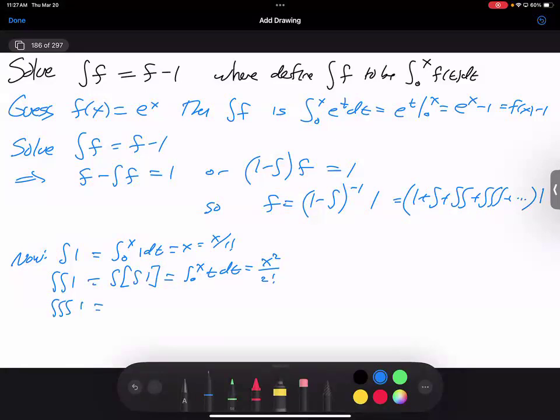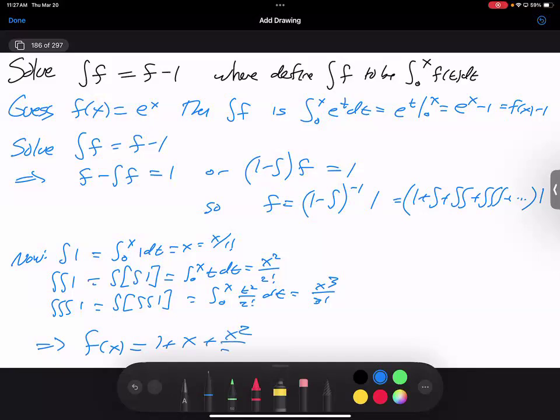The integral of the integral of 1 is the integral from 0 to x of t squared over 2 factorial dt, which becomes x cubed over 3 factorial. Therefore, f of x is 1 plus x squared over 2 factorial plus x cubed over 3 factorial plus dot dot dot.